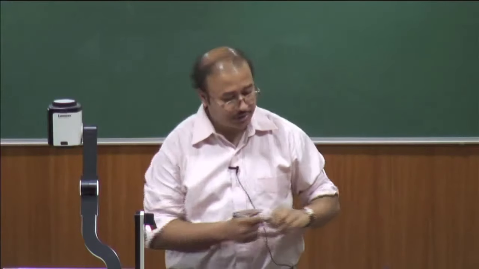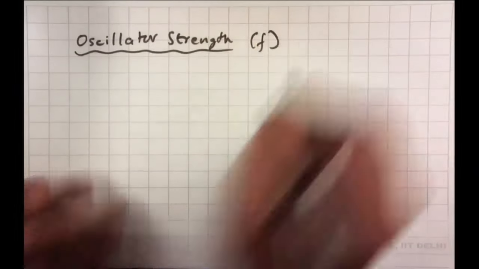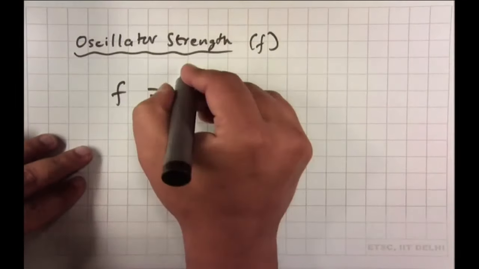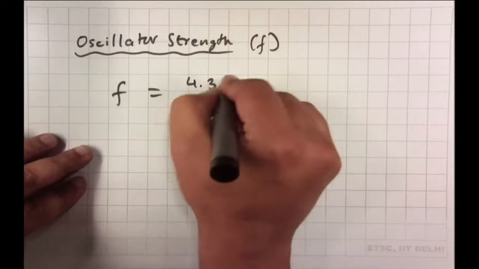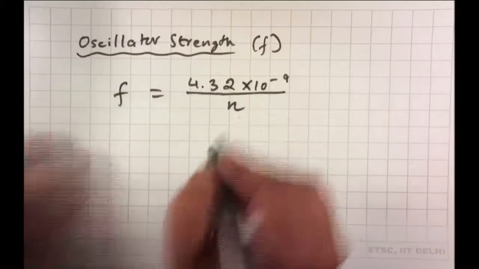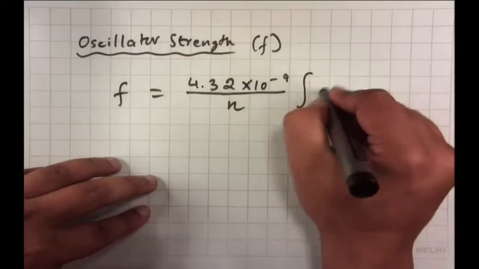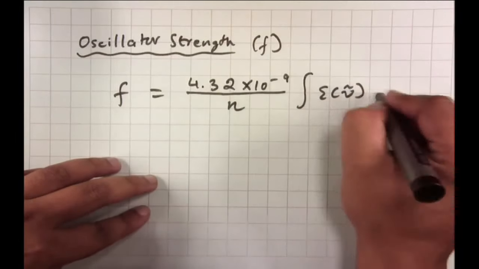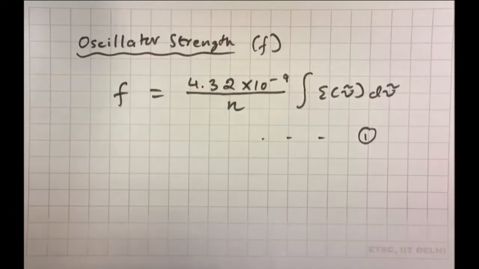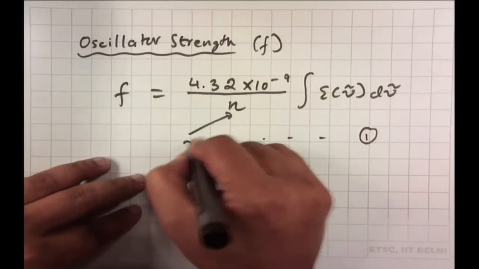I will just give you the relation. The oscillator strength is symbolized by F. So F, the oscillator strength, is equal to, I will just give you the value, just remember it, 4.32 times 10 to the power minus 9 over n, where n is the refractive index of your solution, times this integral.